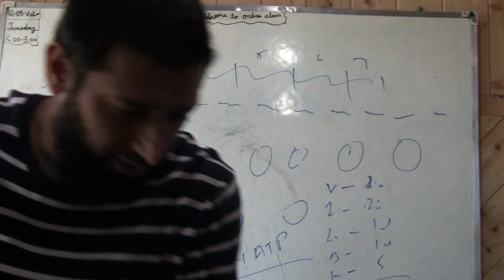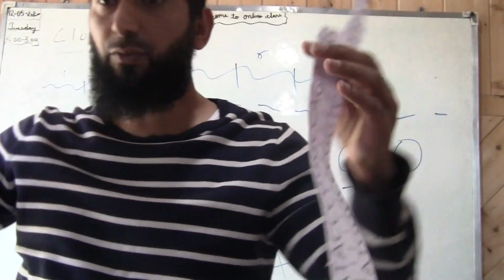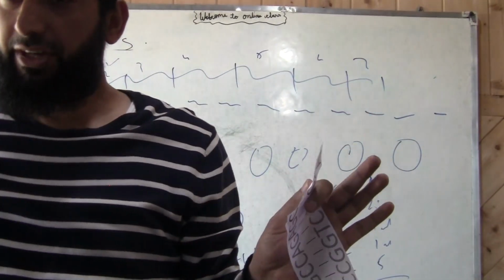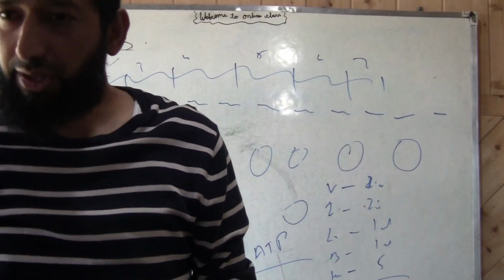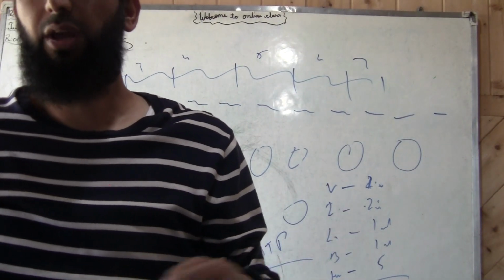Now, for example, this is your vector end. And why do we use 16 degrees centigrade? We do not use 37 degrees for ligation. We use a lower temperature, 8 to 16 degrees. It is not the optimal activity of ligases, but still it will have some activity.